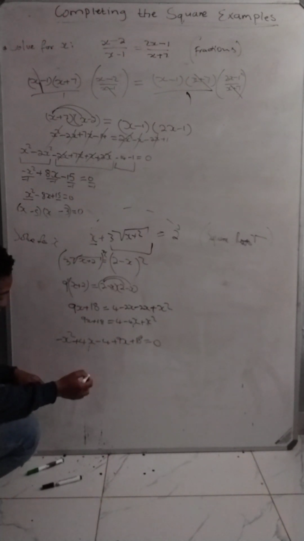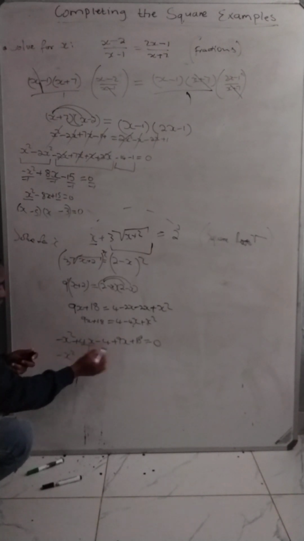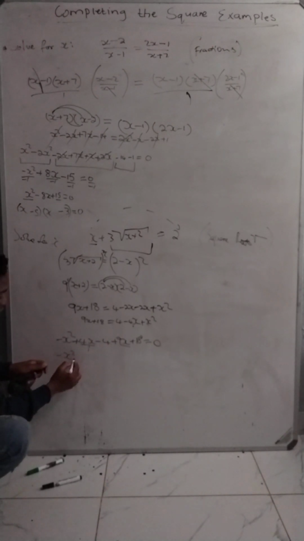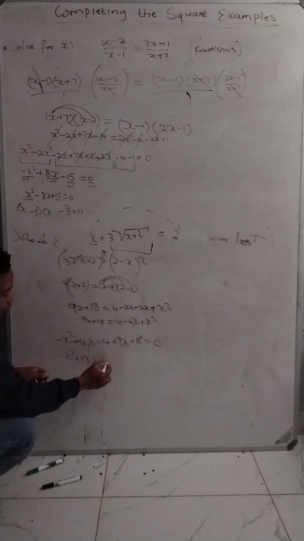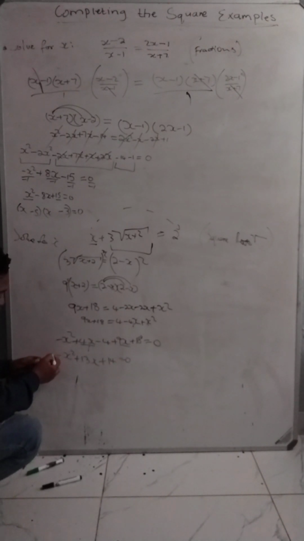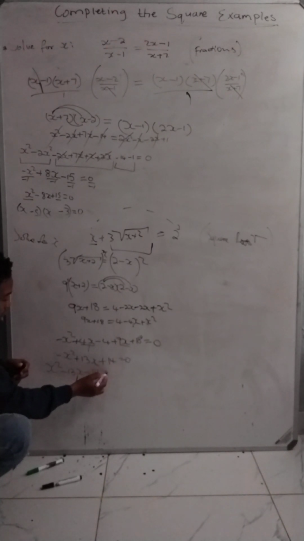Now we're going to be adding the like terms, so we'll be having negative x squared, this and this, 4x and 9x. So that will give us plus 13x, and then we have minus 4 plus 18, we'll be left with positive 14 is equals to 0. We can divide everything by a negative so that we remove this negative here. So then we'll be having x squared minus 13x minus 14 is equals to 0.